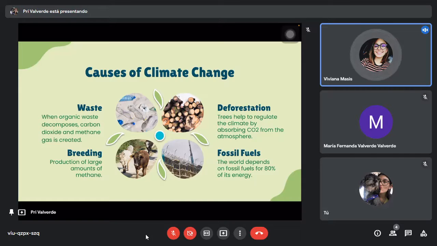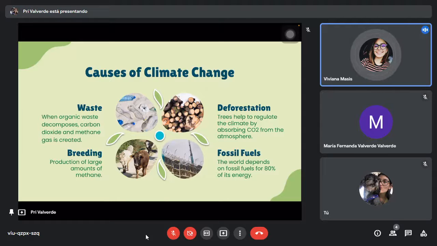On the other hand, deforestation is another cause that affects climate change. As you know, trees help to regulate the climate by absorbing CO2 from the atmosphere. And when these trees are cut down, that beneficial effect is lost and the carbon stored in the trees is released into the atmosphere.